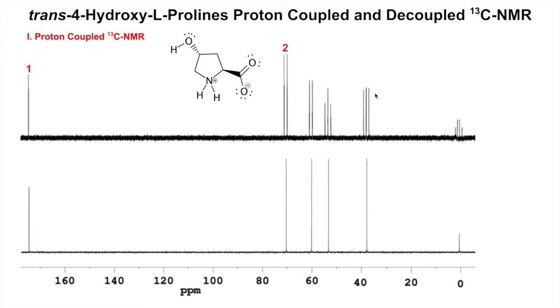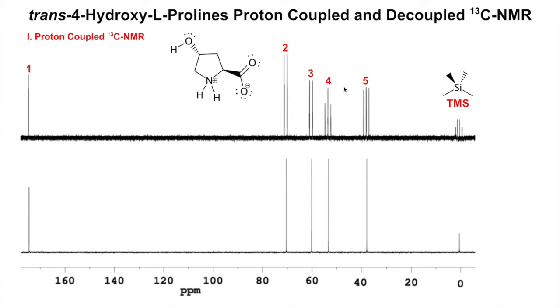So there's signal 2, it's a doublet. Signal 3 is a doublet. 4 is a triplet. 5 is a triplet. And the TMS over here shows up as a quartet. So let's talk about why they have these coupling patterns and why this proton-coupled carbon-13 NMR is not the one that's usually run.